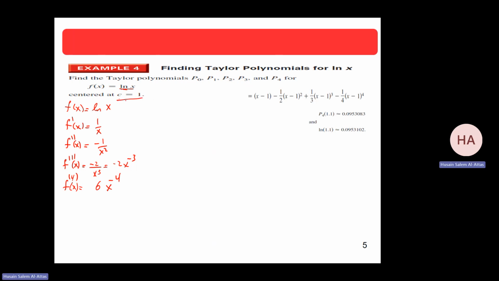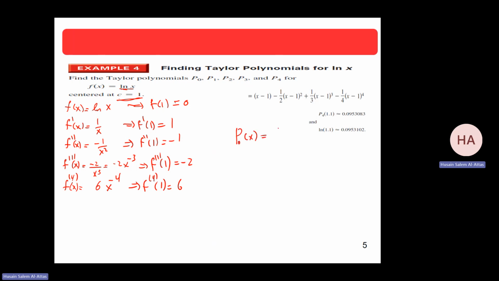Okay, now c is what? 1 here. What is f at 1? It will be 0. What is f prime at 1? It will be 1. What is f double prime at 1? Minus 1. What is the third derivative at 1? Minus 2. What is the fourth derivative at 1? That will be 6. Okay, so P0 of x will be f at 1.